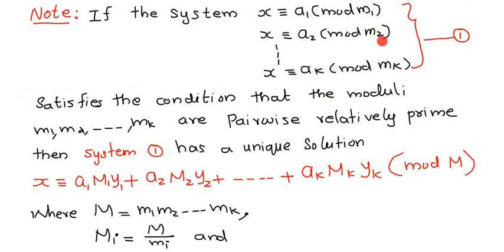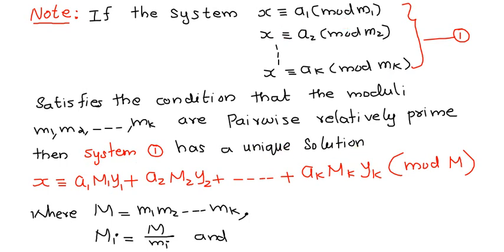Consider a system of linear congruences x ≡ a1 mod m1, x ≡ a2 mod m2, etc., x ≡ ak mod mk, which satisfies the condition that the moduli m1, m2, etc., mk are pairwise relatively prime. That means the GCD of any pair is 1. Then this system has a unique solution.